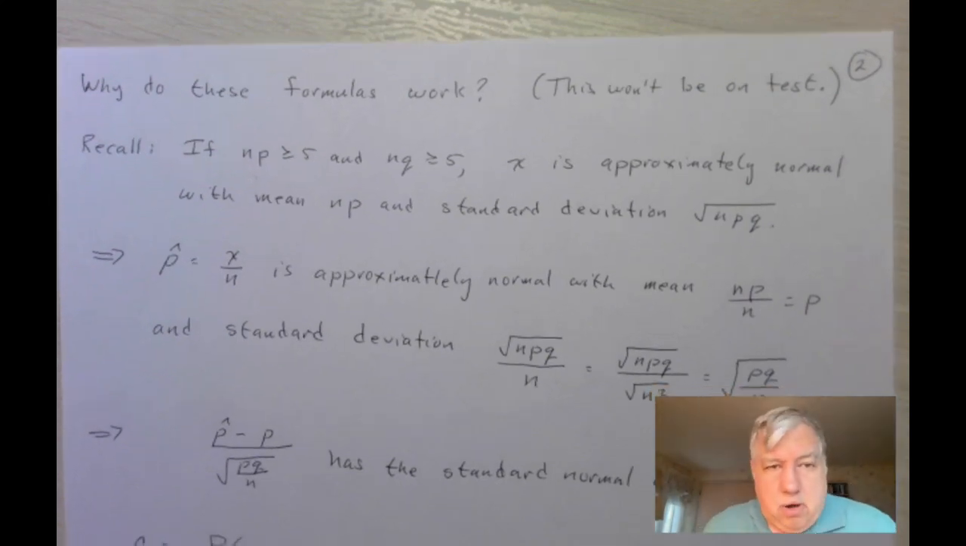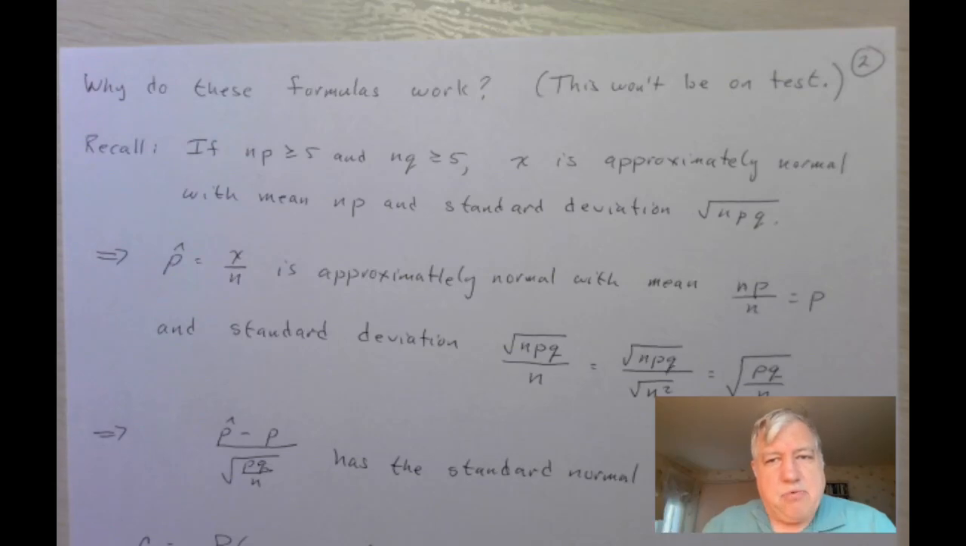Well, recall that we can approximate a binomial random variable using a normal distribution in certain situations. That is, if np and nq are at least 5, where n is the number of trials, p is the probability of success in a trial, and q is 1 minus p. So X is approximately normal, with mean np and standard deviation the square root of npq. This was all done in chapter 4 and chapter 5.